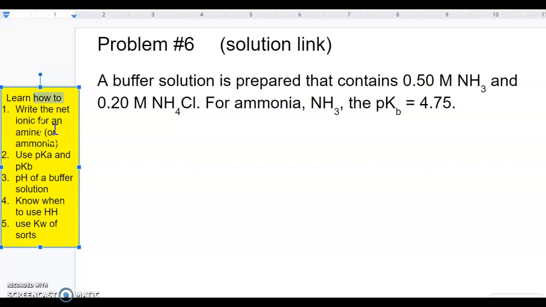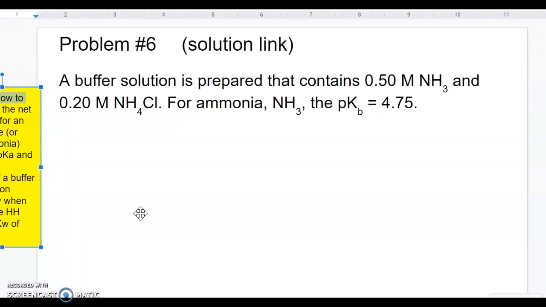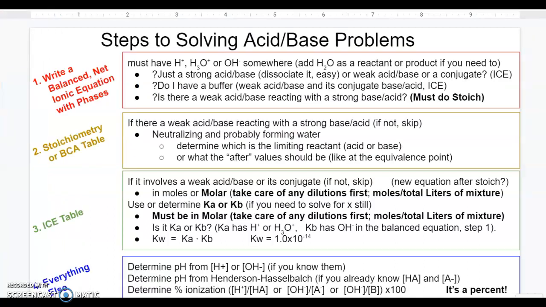Learn how to write a net ionic equation for an amine, or in this case ammonia, and use pKa and pKb, the pH of a buffer solution, and know when to use the Henderson-Hasselbalch equation and use Kw of all sorts. I'll show you how to run through this problem, but we're going to stick with our whole process. We want to write a balanced net ionic equation to begin with.